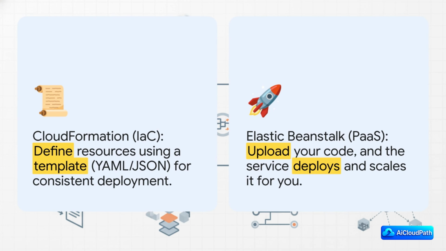You've got CloudFormation, which is infrastructure as code. You write up a template, basically a blueprint in YAML or JSON, that describes all the AWS resources you need, and CloudFormation builds it perfectly, every single time.